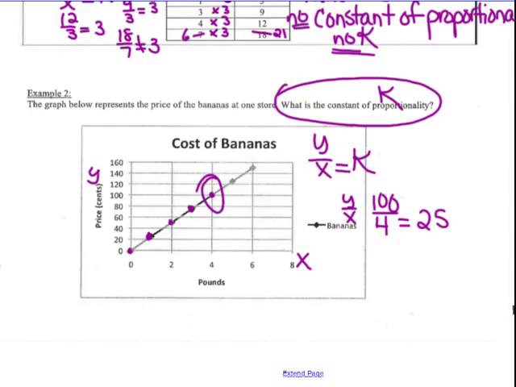This looks like, oh, it's about 125, right? And that's about 150.